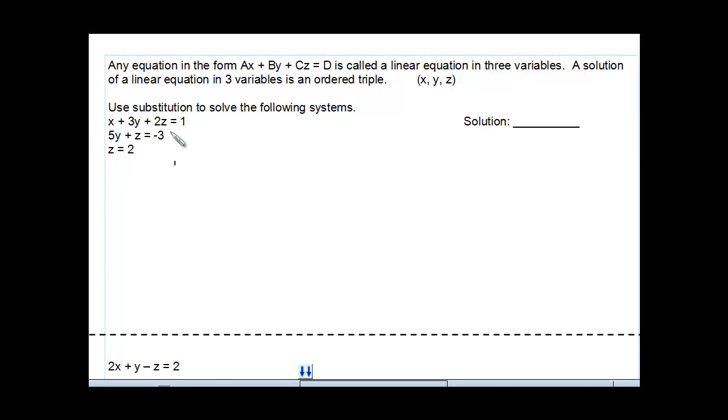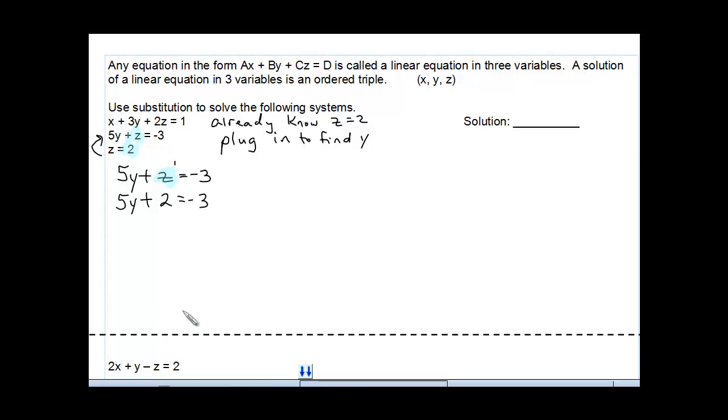x + 3y + 2z = 1, 5y + z = -3, and z = 2. We already know what z is. It is equal to 2. So let's just plug into the second equation to find y. The second equation is 5y + z = -3. Since I know that z is equal to 2, I can plug 2 in for z, and now solve for y. So let's subtract 2 from both sides.